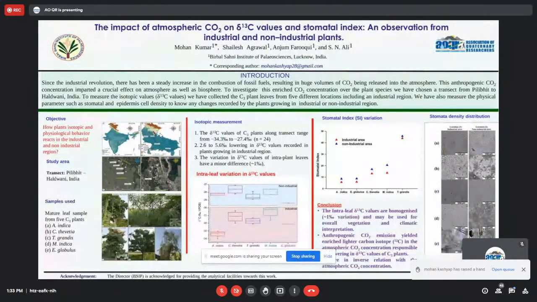Okay, so the first poster is by Mr. Mohan Kumar, Dr. Sailesh Agarwal, Dr. Anu Faruqi, and Dr. S.N. Ali. The title of the topic is The Impact of Atmospheric Carbon Dioxide and Delta 13 Carbon Values and Stomatal Index: Observations from Industrial and Non-Industrial Plants. So, I think Mohan Kumar is presenting. Please, yes, sir. Okay, so please start.